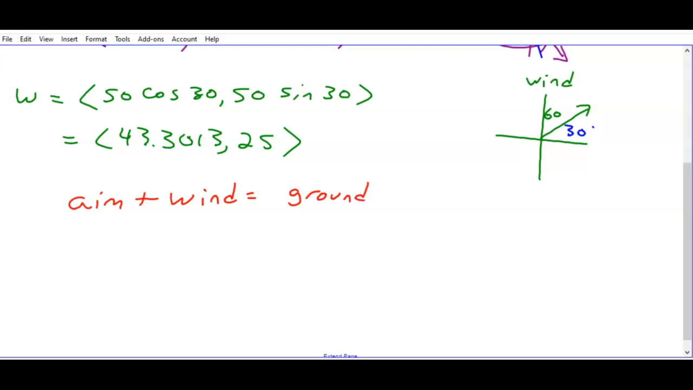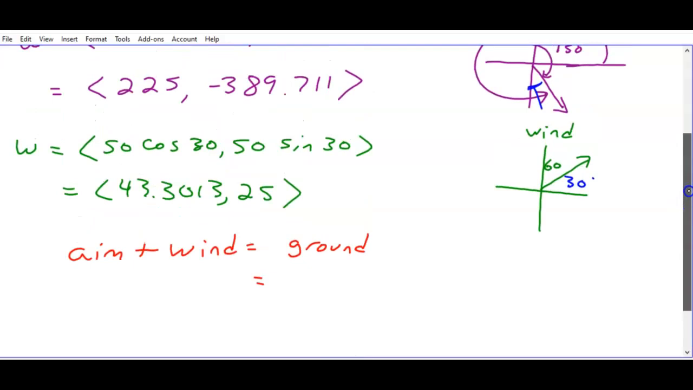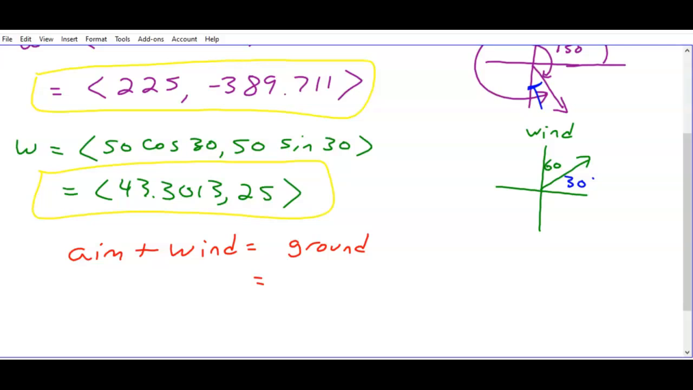So in this case, I'm just going to add that vector to that vector. I'm just adding those components together. Okay? And when I add those together, I'm getting 268.3013 comma negative 364.71. And I have a feeling you guys can hit the calculator when you add things, so I think you're okay.